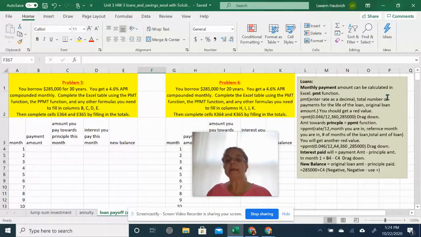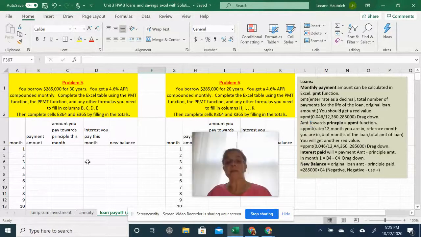We can figure out our monthly payment because Excel has a function built in called PMT. So you put in equal PMT, you enter your APR as a decimal divided by 12 because you pay a monthly payment. You put in the total number of payments for the life of the loan, and then you put in the original loan amount. And you're going to get a red value because it's negative.